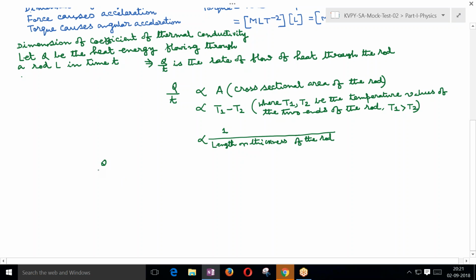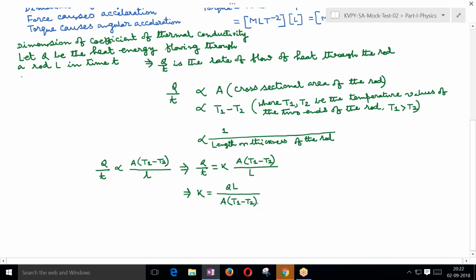If we combine all these three, then we'll get Q by T is proportional to A into T1 minus T2 divided by length. We can assume that length as L. As it is proportional, we can find the proportionality constant: Q by T is equal to K into A into T1 minus T2 divided by L, and from here we get that K, the required coefficient, is equal to Q into L divided by A into T1 minus T2 into T.